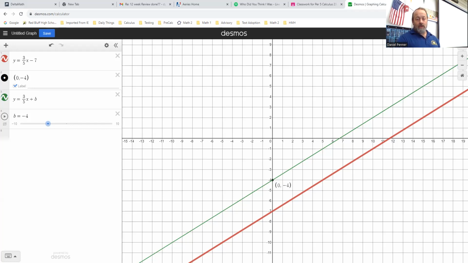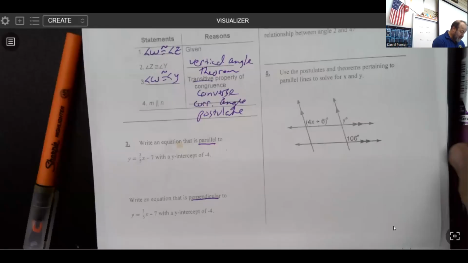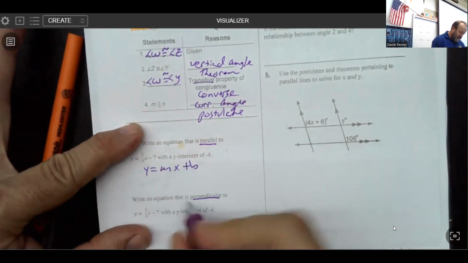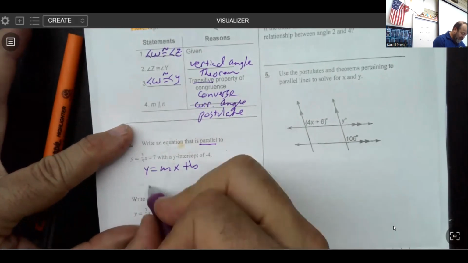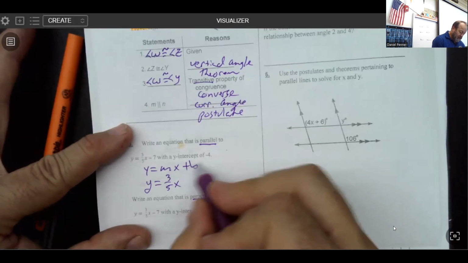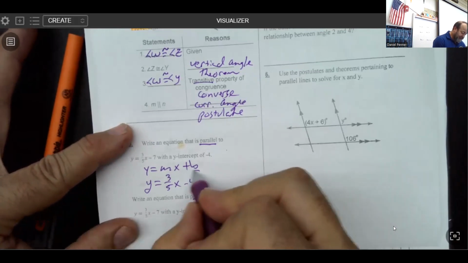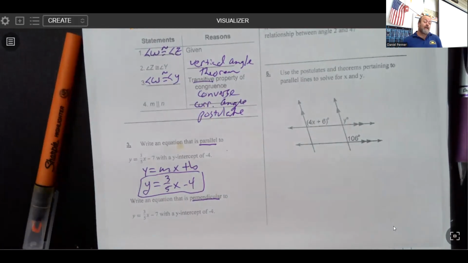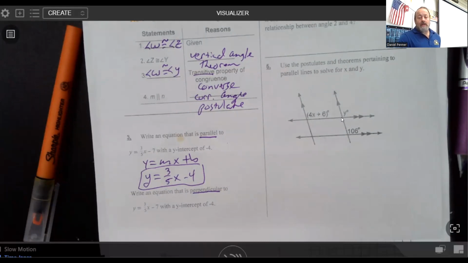So what we want to do is come in here and make an equation that looks like y equals mx plus b. M is the slope, but I want the slope to be identically 3/5. B is the y-intercept, but I told you I wanted that to be -4. So that's all it takes to do that. Now, again, I could have all sorts of other parallel lines, but that's the only one that is parallel and goes through that coordinate.